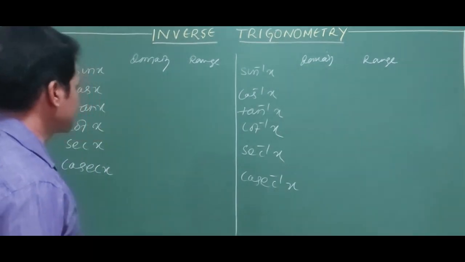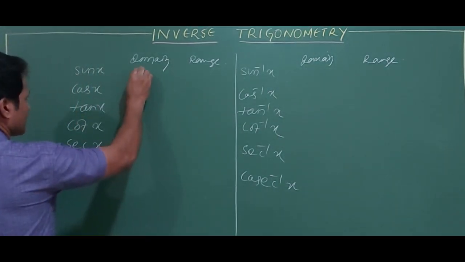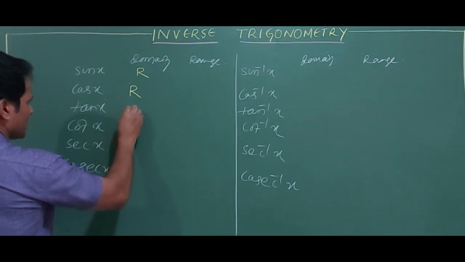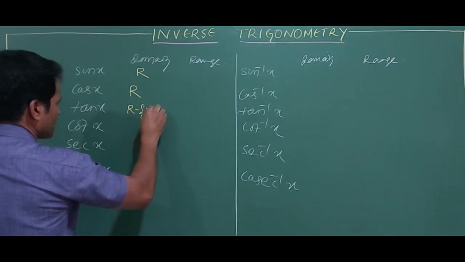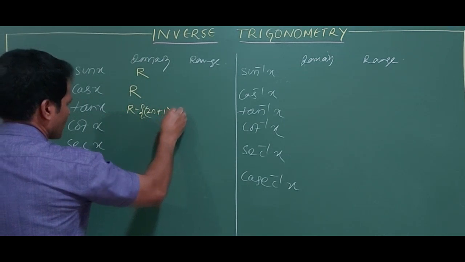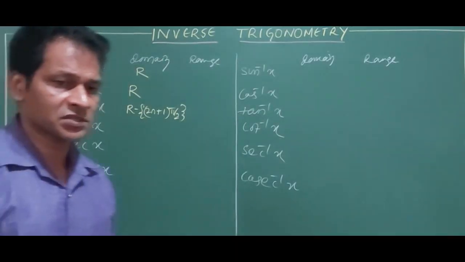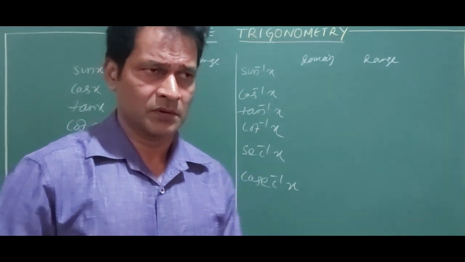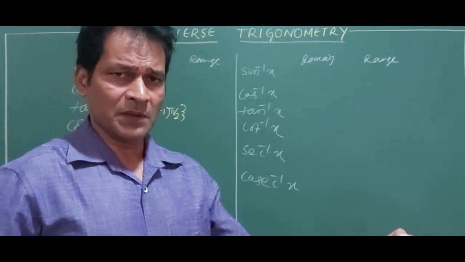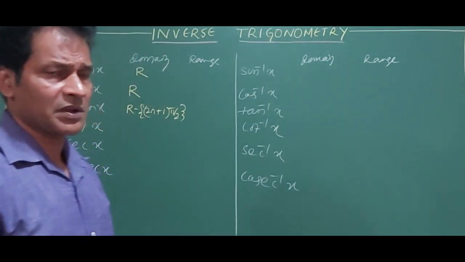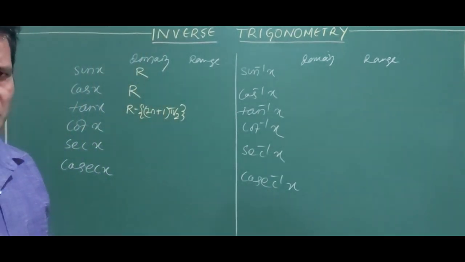So first we'll see the domain of sin x. The domain of sin x is R, the cos x domain is R, the tan x domain is R minus (2n plus 1) pi by 2. That means it is not defined at odd multiples of pi by 2. Listen to my words, odd multiples of pi by 2: pi by 2, 3 pi by 2, minus pi by 2, plus and minus both. Odd multiples, 1, 3, 5, 7, multiplied by pi by 2.